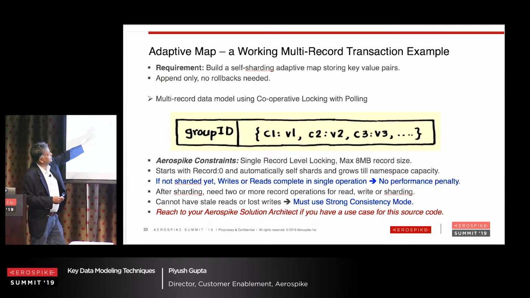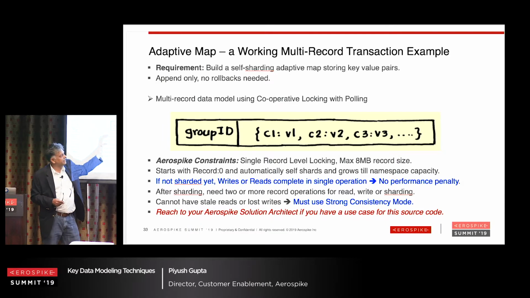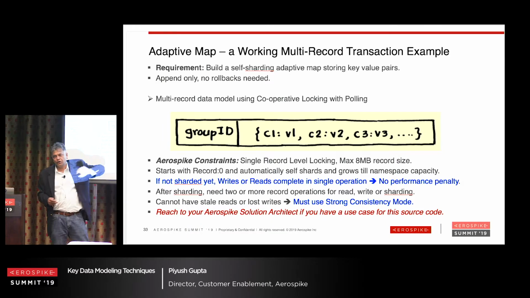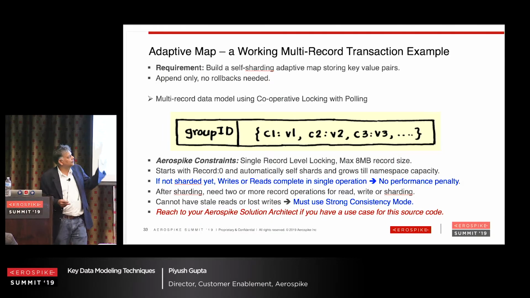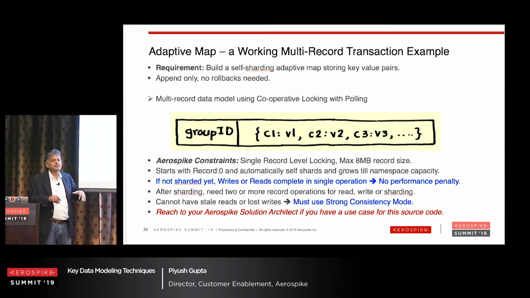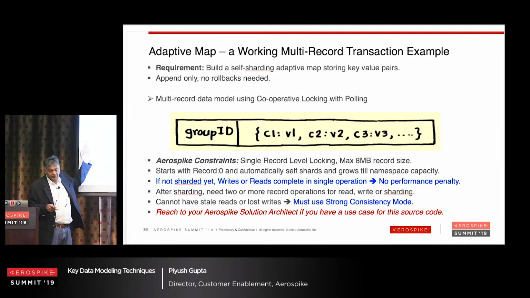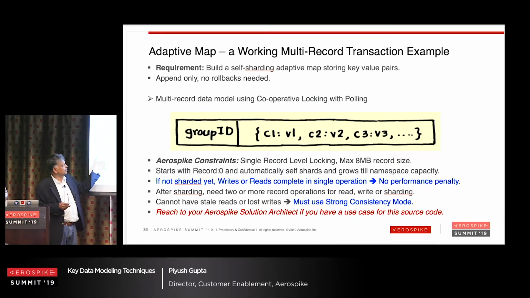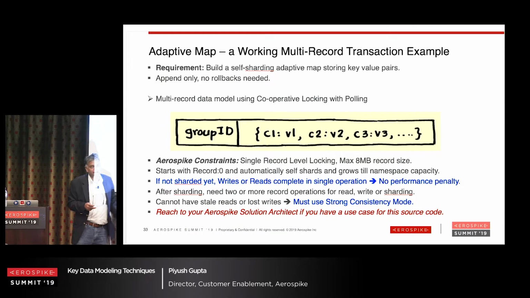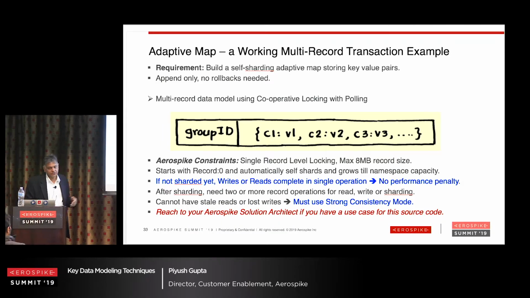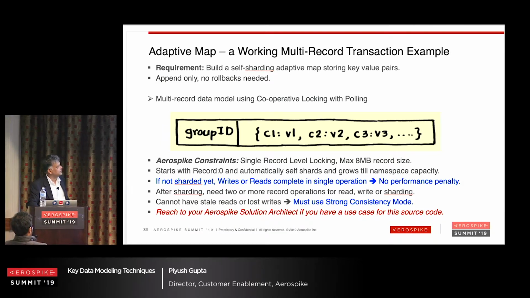You have an example here of a map that just keeps growing, right, beyond your 8 megabytes. How do you model this, so that it self-shards and just keeps growing? We've taken the same approach that I just explained about multi-record transactions and implemented that. Here, the way it works is, if it is not yet sharded, of course you keep writing in this, and when it's ready to be sharded, it'll split into 2 records.